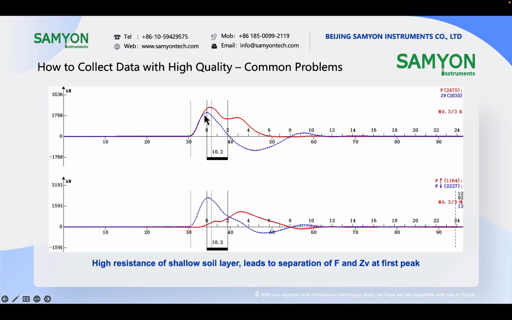And this is because the shallow soil layer is very hard. So the shallow resistance is very high. We know that the soil resistance will separate force and velocity curve. So the shallow high resistance soil layer will separate F and V at the peak of the plot. So for this data, the proportionality is good.